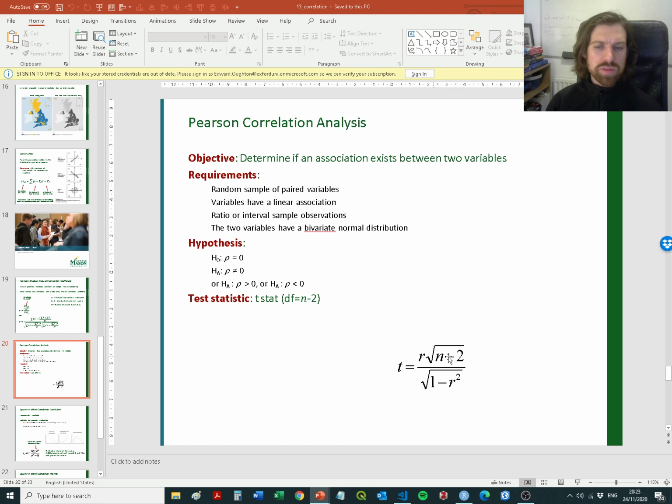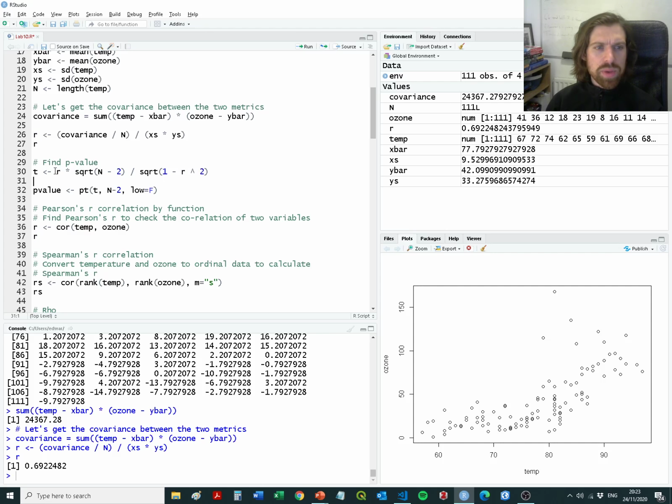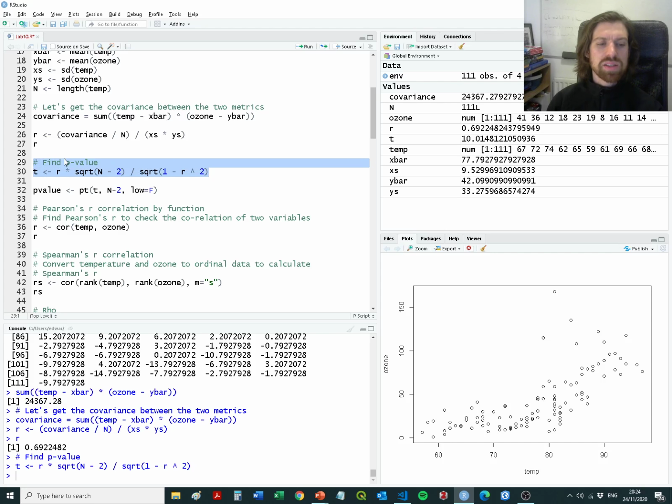So you'll remember this from the slides. We need to get R multiplied by the square root of n minus 2 to get the numerator, and then we need to get the denominator, which is the square root of 1 minus r squared. So we can do that up here. Essentially we've got the r multiplied by the square root of n minus 2 here, and then we've got the denominator as well. So when we do that, we're able to get this t value, which is 10.01.